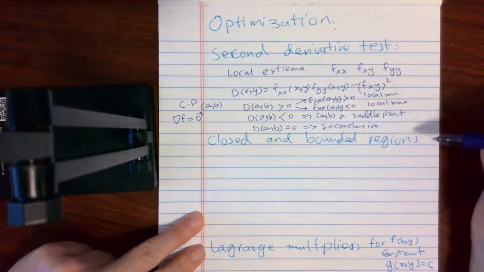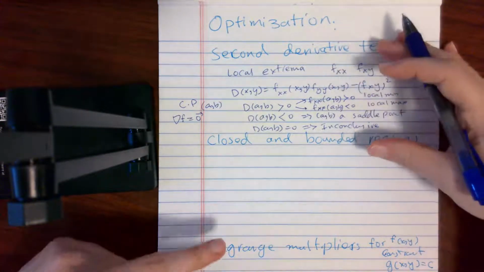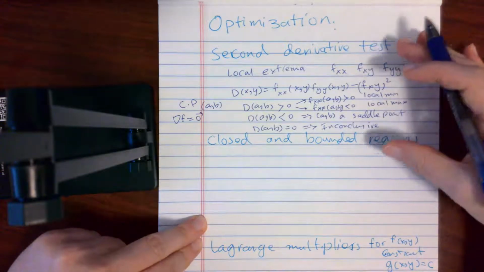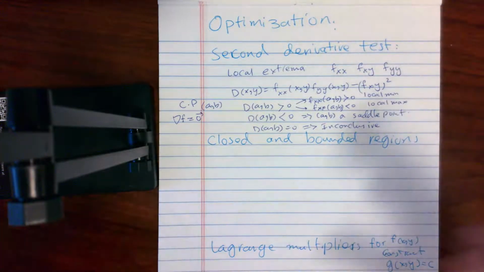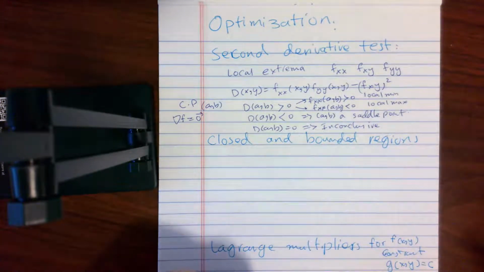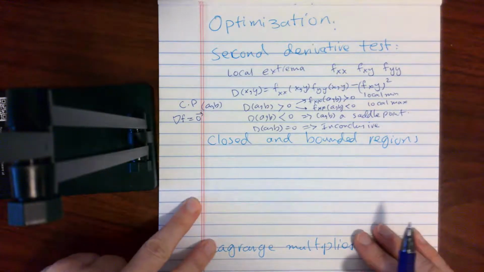It's not equivalent to the first derivative test, which is very difficult in calculus 3. Basically the best way to do it is to use numerical methods and stuff like that.